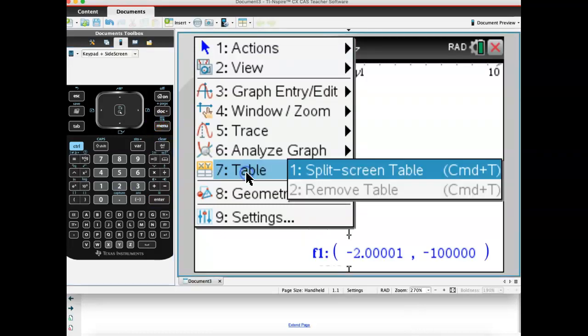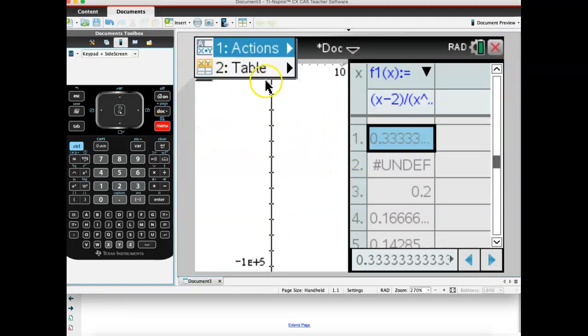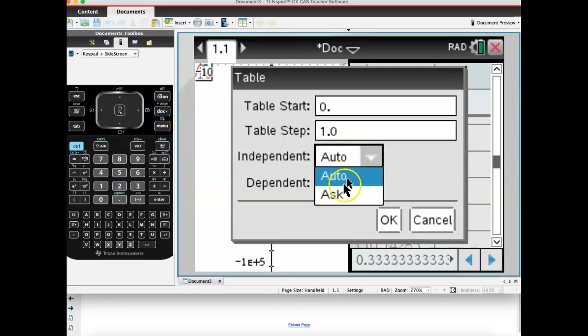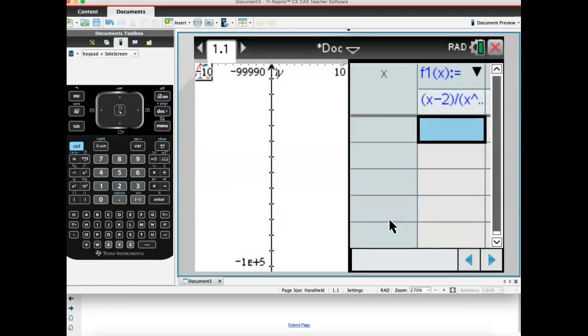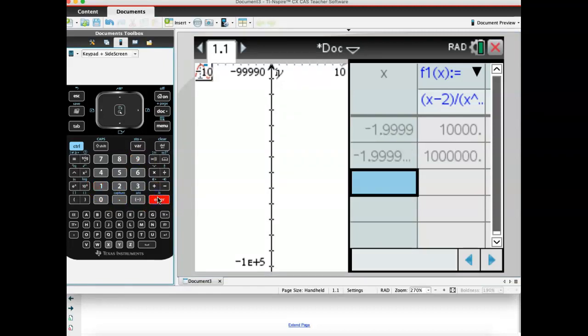How do we do this? We say table number 7, split screen. And of course, I'm going to have to come back in here and change my settings to ask again, because it defaults to auto every time. So if I go to ask, okay, if I'm coming in from the right-hand side, I need to come over here and I'm typing in -1.99999. Boom, it's getting really big. -1.9999999. Getting super big.